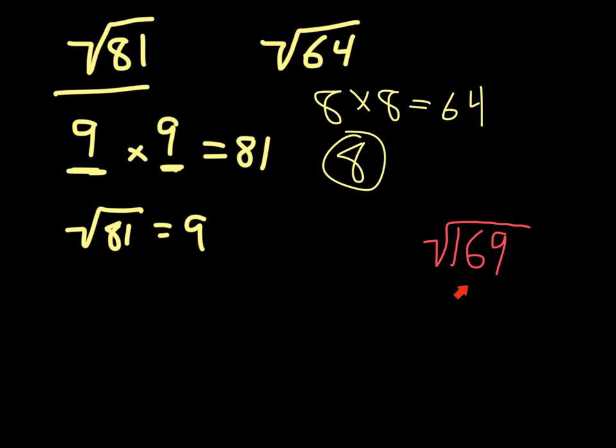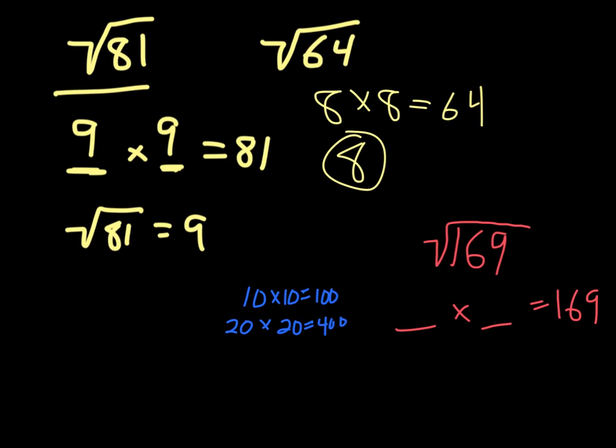Now let's say I have a problem like this, where it's the square root of a larger number, 169. So I'm thinking to myself, what times what would equal 169? Now in a problem like this, I'm going to use what I know. I know that 10 times 10 equals 100, and I know 20 times 20 equals 400. So I know my answer has to be between 10 and 20, because it's 169. And I know it's going to be closer to 10, because 169 is closer to 100 than it is to 400. So I also know that 12 times 12 is 144.